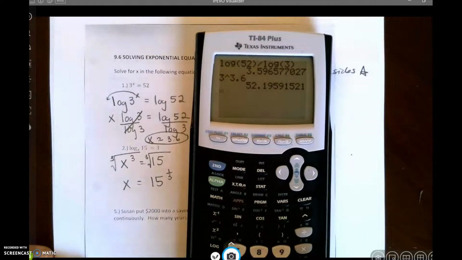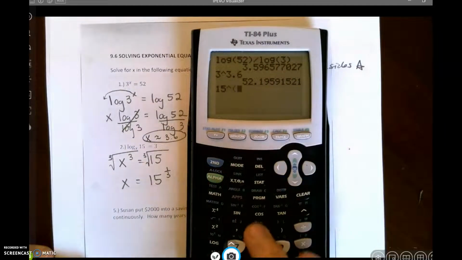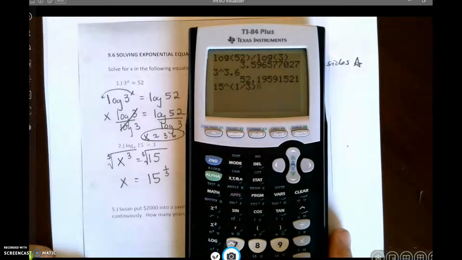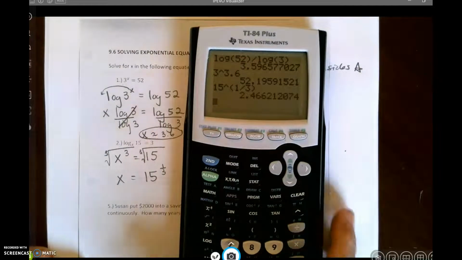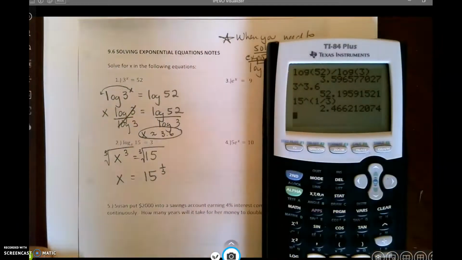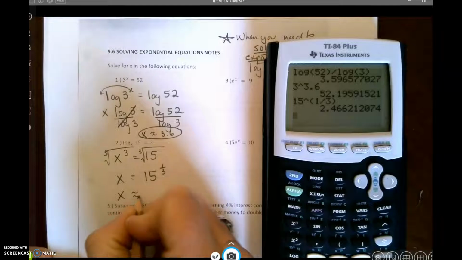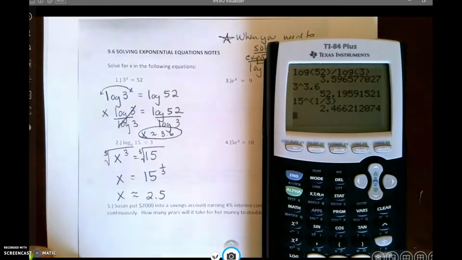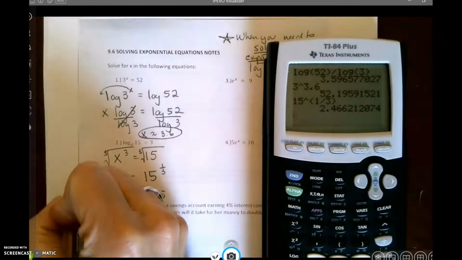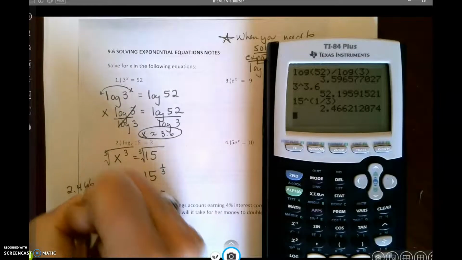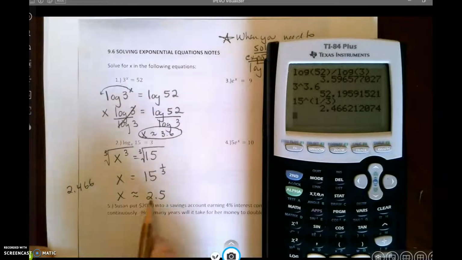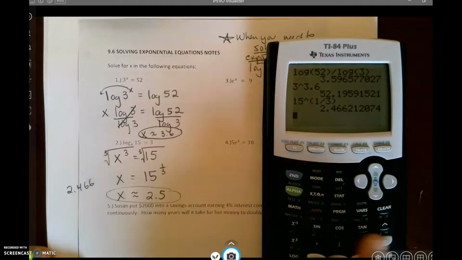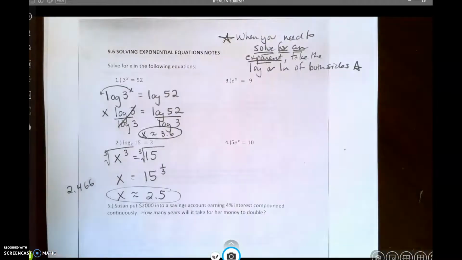I'm going to put that in my calculator, 15 to the 1/3. I've got to put that 1/3 in parentheses. And I get, let's go to 1 decimal place, x is approximately 2.5. I'd say 2.466 is probably a better answer. But if we're going to 1 decimal place, 2.5 is close enough. Alright, now let's go to number 3.